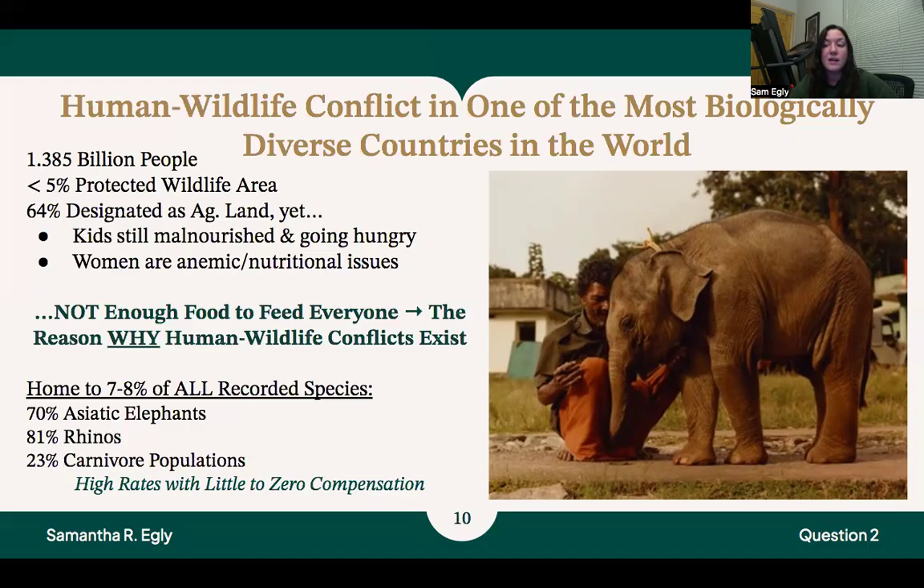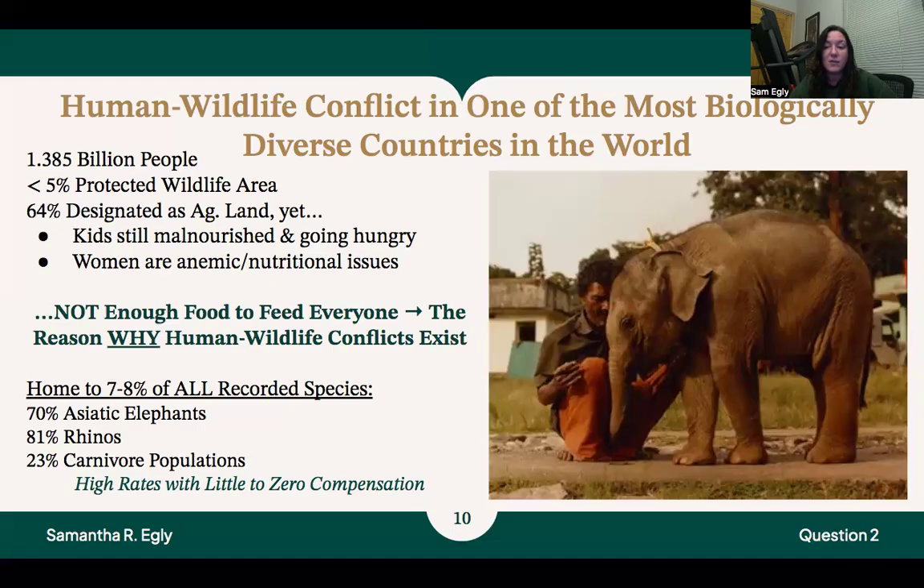So, pretty much there's simply not enough food to feed everyone. With that being said, it makes sense why animal-human conflicts exist. Communities need land to farm and grow their own food, and it's hard to have land protection for animals and make space for them when humans, their families, and communities are going hungry. So even then, when there's less than 5% of protected area, India has still managed to make space for them.